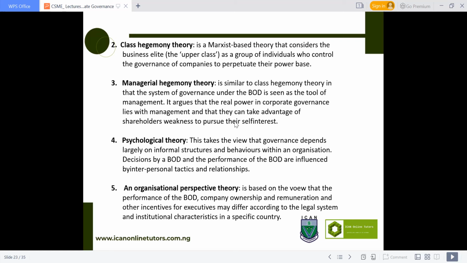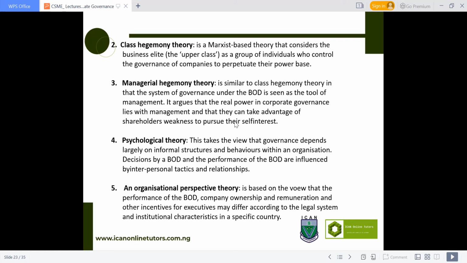The power in corporate governance lies with whom? It lies with the management. And what can they use this power to do? They can use this power to pursue their own self-interest.